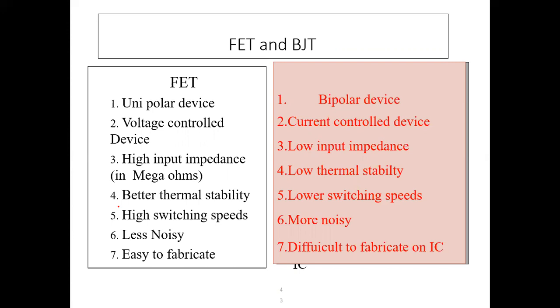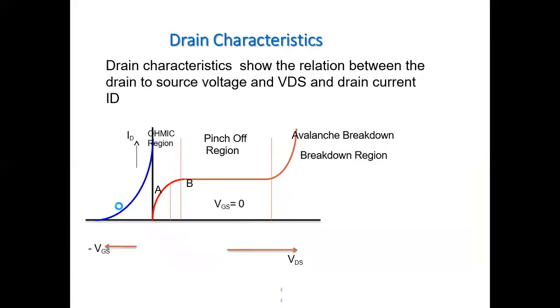Difference between FET and bipolar junction device. So see one by one. FET is a unipolar device, so BJT is a bipolar device. FET is voltage controlled, BJT is current controlled. FET has high input impedance, BJT low input impedance. FET has better thermal stability, BJT low thermal stability. FET has high speed switching, BJT low speed switching. So these are the differences between the FET and BJT.